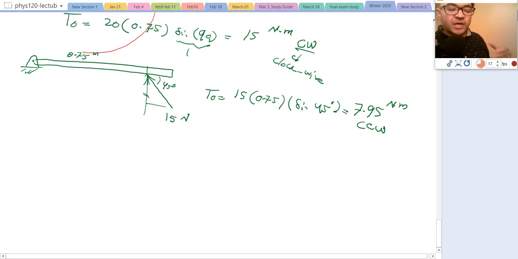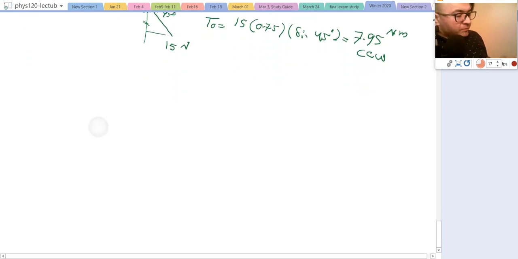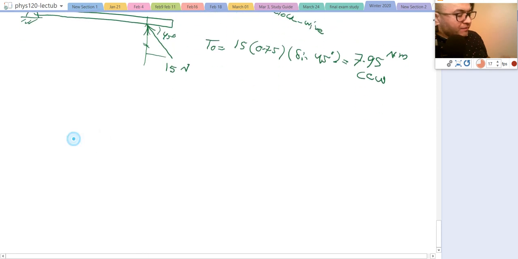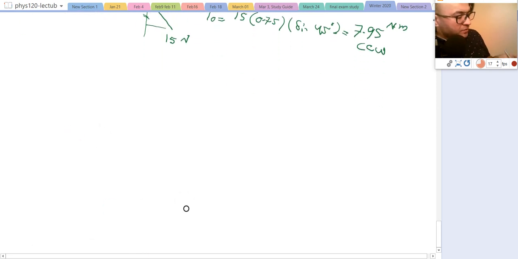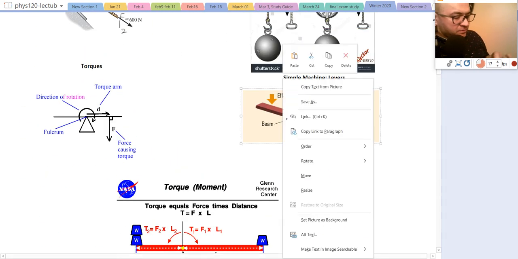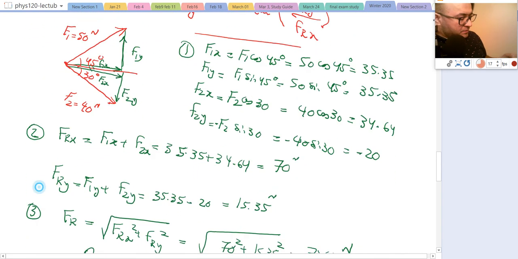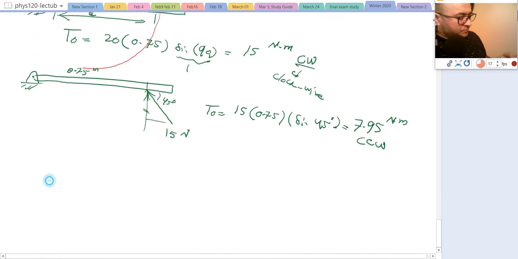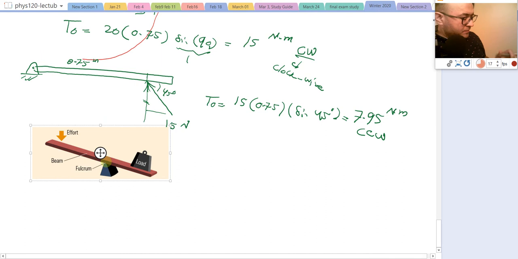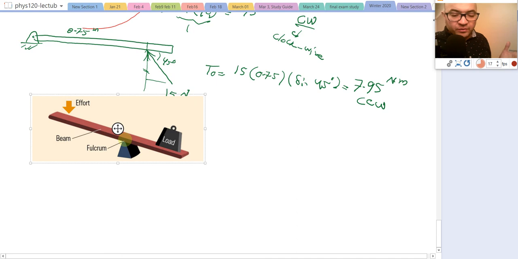Now I want to go and talk about levers, how we calculate levers, and what is happening in levers. So let's talk about a lever. A lever is something that we use. I can actually copy the picture from here. In a lever, we use a fulcrum, the same as the pivot I told you about. We have the load. In order to lift the load, you use the effort.